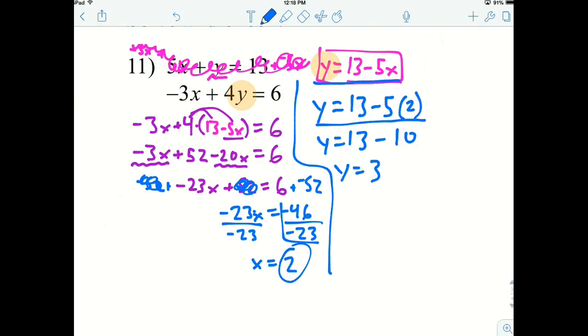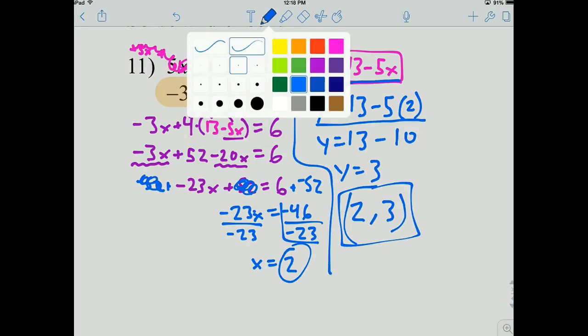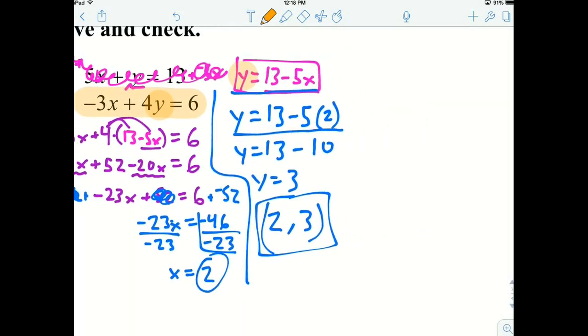So now we have our solution. Our solution is the x term first, 2, the y term second, 3. So we have 2 comma 3 as our solution. We're going to use our second equation down here to be our check. So let's go ahead and plug it in to check it.